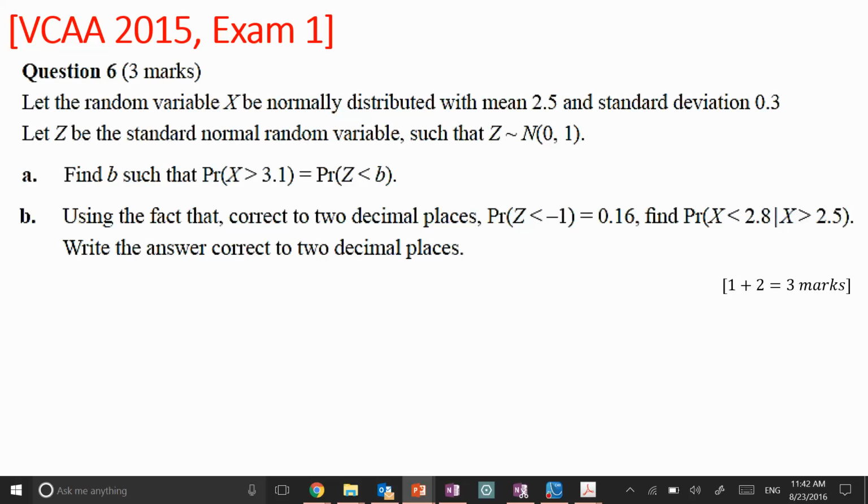Okay, so in this case, you're trying to find this area here. You can skip why you change that? X, right? Okay.